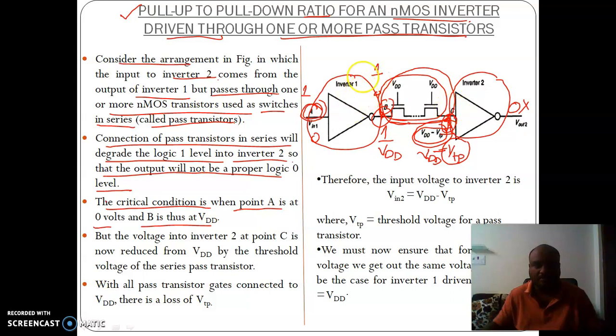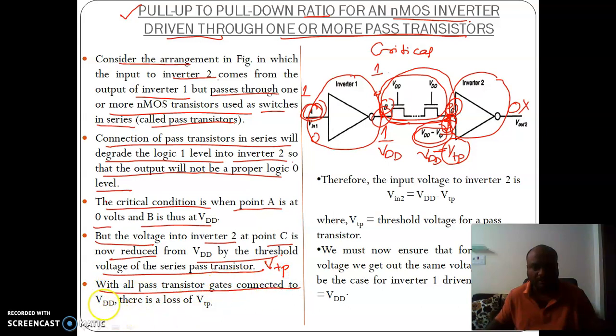Then arises the problem. That is what we call a critical condition. But the voltage into inverter 2 at point C, that is point C here, that we have discussed, is now reduced from VDD by the threshold voltage of the series pass transistors. How much? That is VTP. So with all pass transistors connected to VDD, there is a loss of VTP. Therefore, V into is given by VDD minus VTP.